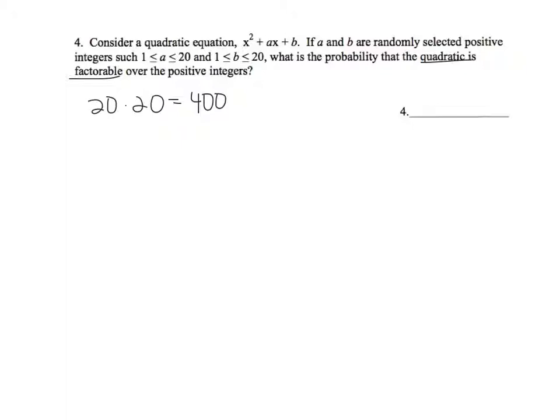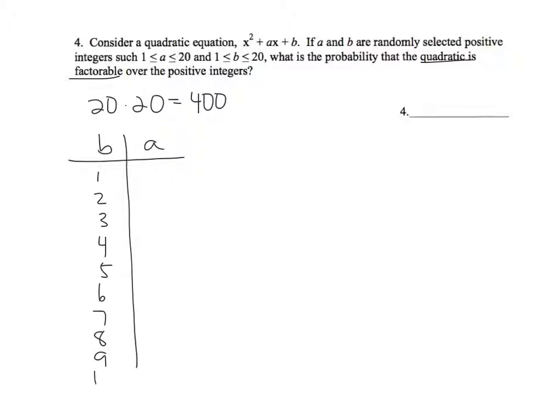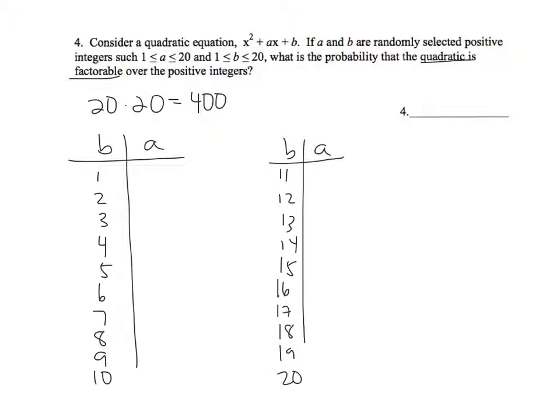I started by looking at b. So b is anywhere from 1 to 20. Now this problem definitely requires some knowledge of factoring and how factoring works. So for example, if b is 1, that means I have x squared plus ax plus 1. The only way to multiply to that 1 would be x plus 1 and x plus 1. If this were the case, we would get a to be 2.